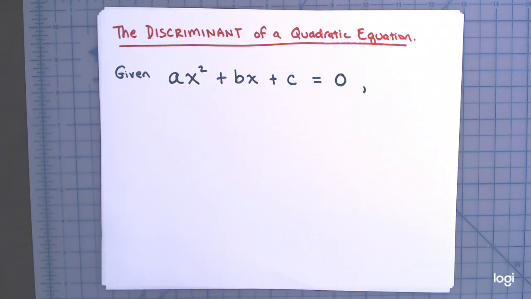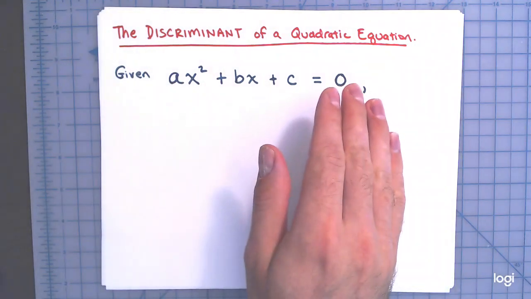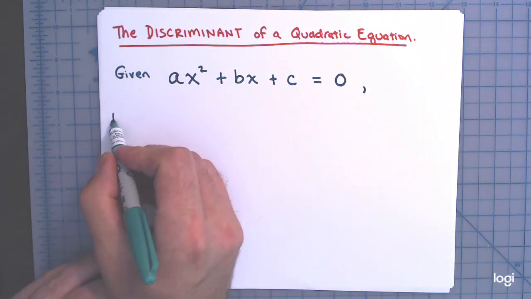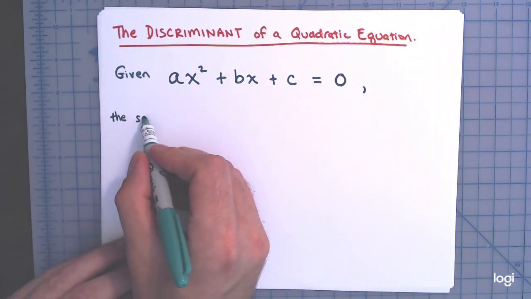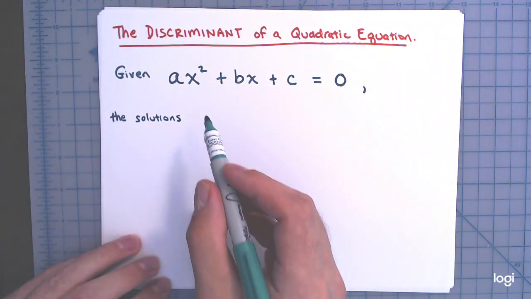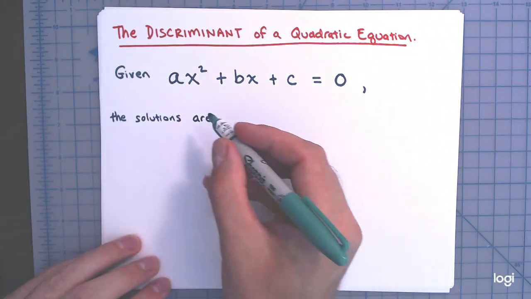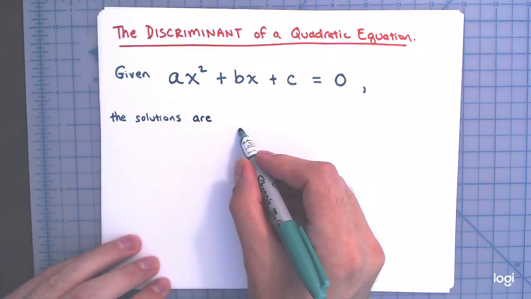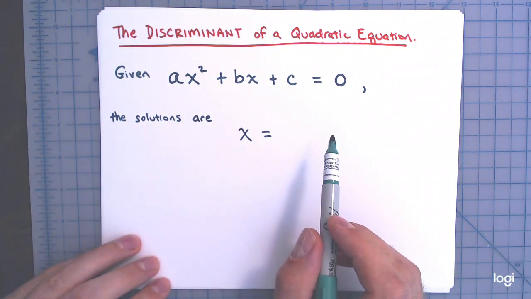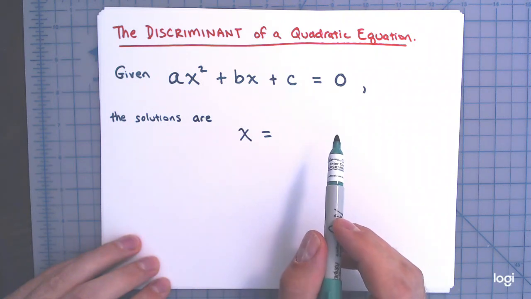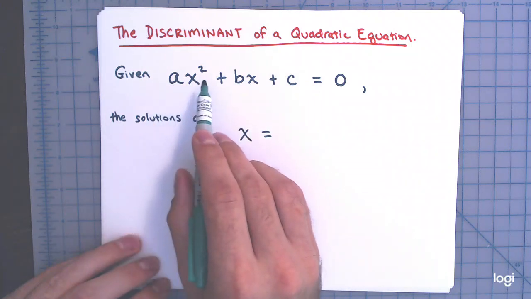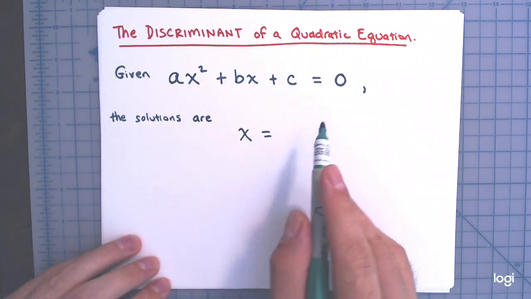So remember that if you're given a quadratic equation in this standard form, then the solutions of that equation can be found using the quadratic formula. So the solutions are x equals, and I'm going to write the quadratic formula again, as I had in the past video. It's in standard form. I identify the coefficients a, b, and c, and then use them in this formula here.